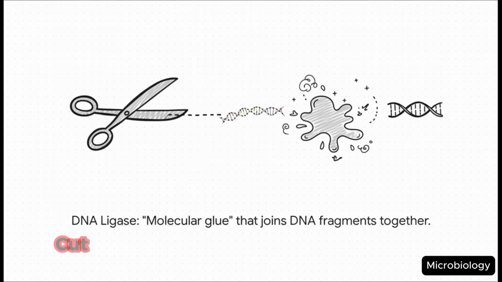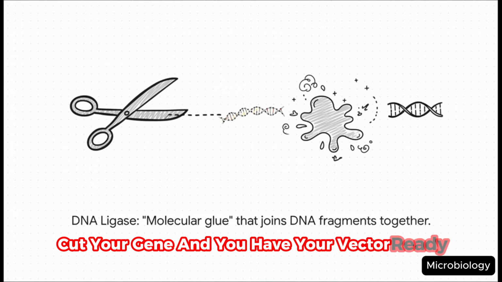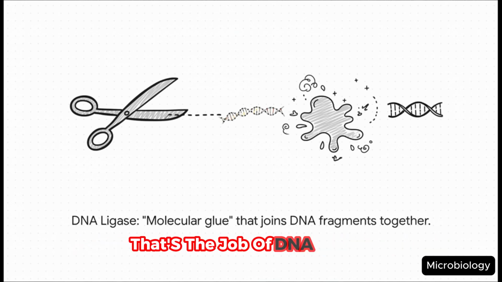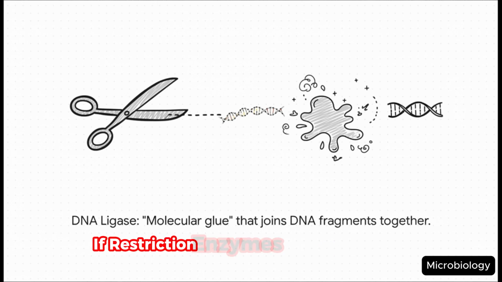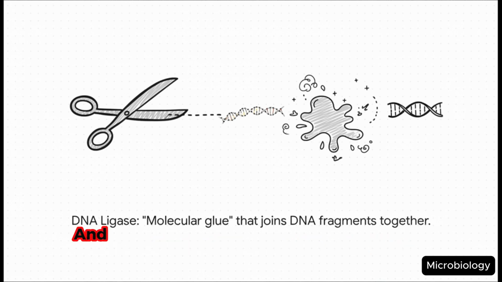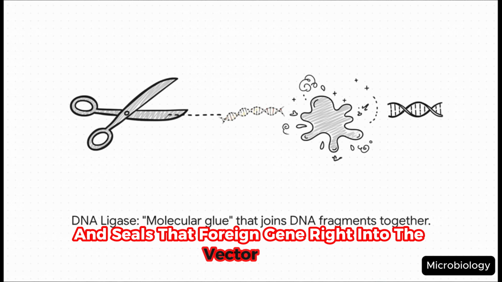So, once you've cut your gene and you have your vector ready, you've got to join them together, right? That's the job of DNA ligase. If restriction enzymes are the scissors, then DNA ligase is the molecular glue. It creates permanent bonds and seals that foreign gene right into the vector DNA.